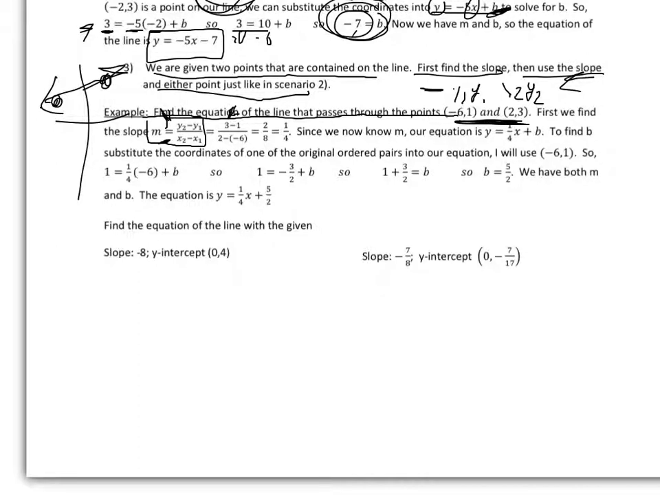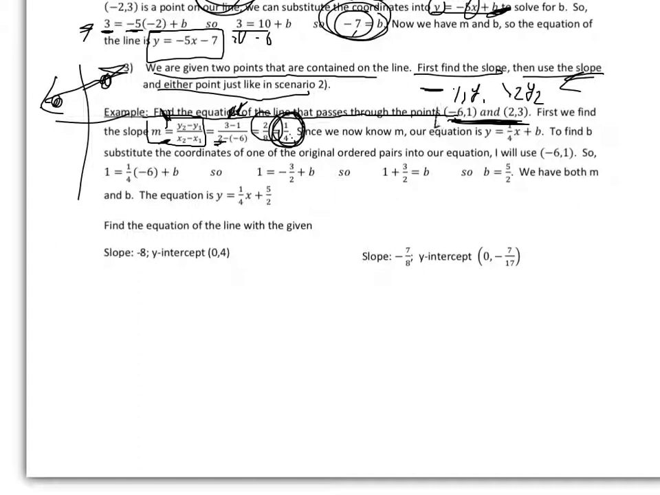So we have our y2, which is 3, minus our y1, which is 1, over our x2, which is 2, minus our x1, which is negative 6. 3 minus 1 is 2. 2 minus negative 6 is 8. Simplify this. That's our slope.